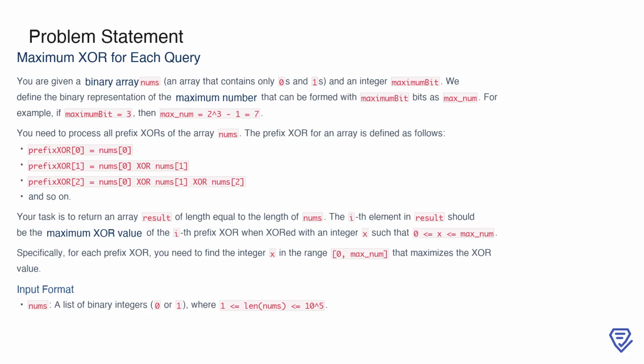Your goal is to calculate the prefix XORs of the array nums. The prefix XOR at each index is the XOR of all elements from the start of the array up to that index. For example, the first prefix XOR is just the first element, the second one is the XOR of the first two elements, and so on. Once you have these prefix XORs, for each one, you need to find the integer x in the range from 0 to max_number that maximizes the XOR result when the prefix XOR is XORed with x. The final output should be an array where each element represents this maximum XOR value for the corresponding prefix XOR.